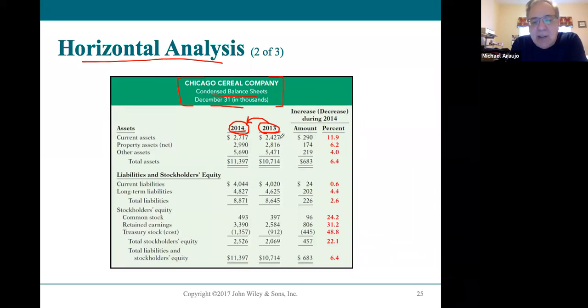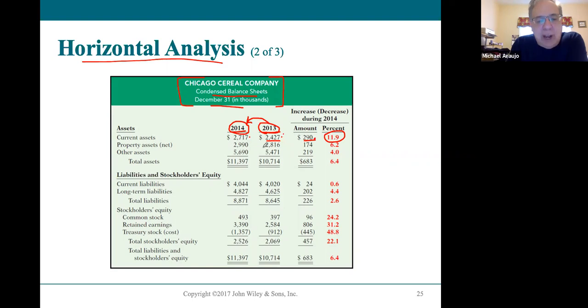Now, in this case, the current assets increased by $290. Well, of course, it's in thousands. Because when you get from 2,427 and you get to 2,717, you have to go up by 290. Because you went up by 290 on a base of 2,427, that means that your current assets increased 11.9% over that period of time, okay? $290 represents 11.9% of the base, 2,427. Are we okay with that?